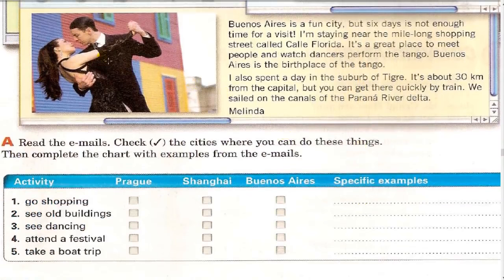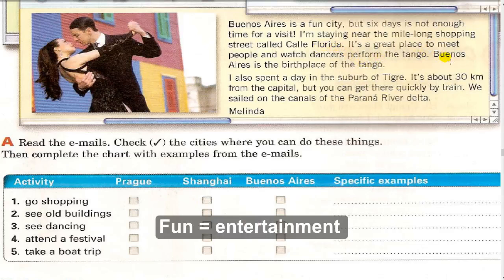Picture 3. Look at the picture. Two persons, they're dancing. So what's this place? Is it a nightclub? No, it's Buenos Aires. Buenos Aires is a fun city, but 6 days is not enough time for a visit. I'm staying near the mile-long shopping street called Calle Florida. It's a great place to meet people and watch dancers perform the tango. Buenos Aires is the birthplace of the tango.